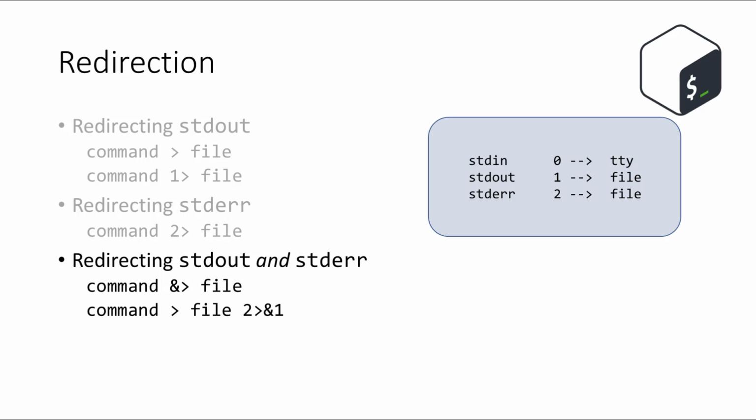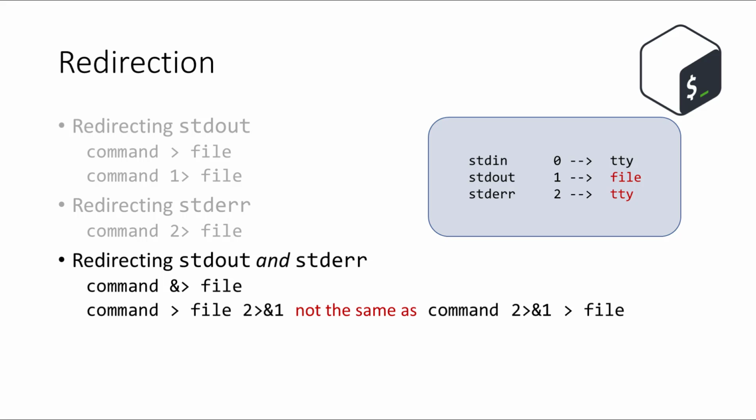Another way to do the same is to first point standard out to a file and then instruct the shell to point standard error to standard out. In other words, file descriptor 2 is pointing to wherever file descriptor 1 is. The shell reads redirection statements from left to right, so the order is important. Keeping that in mind, these two redirection statements are not the same.